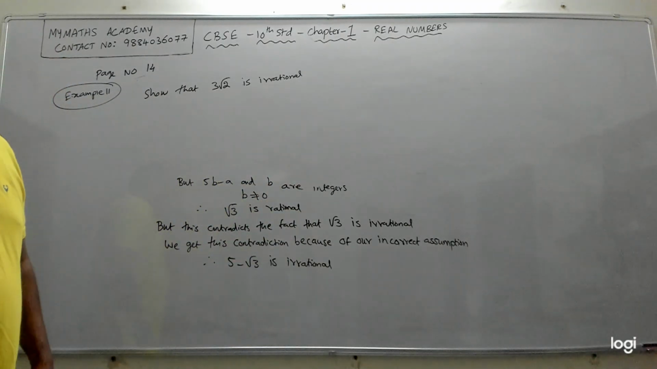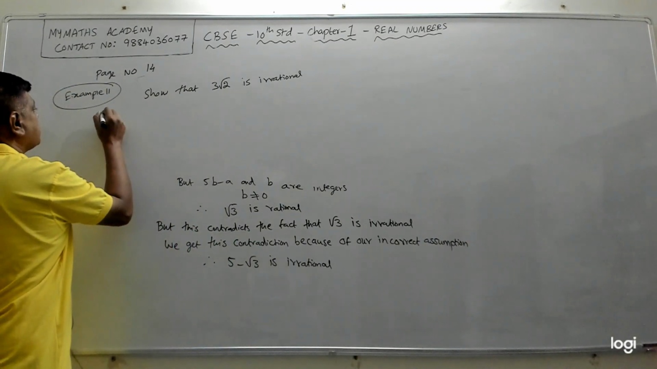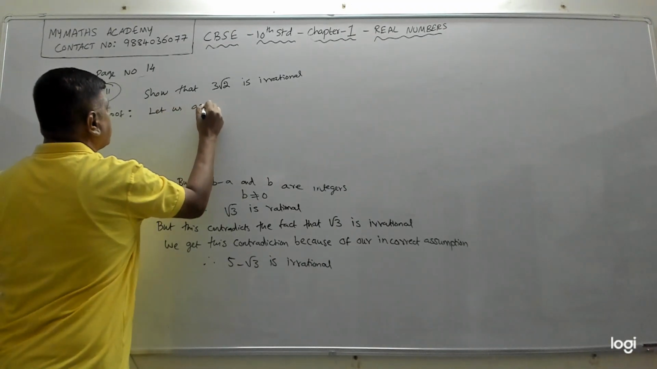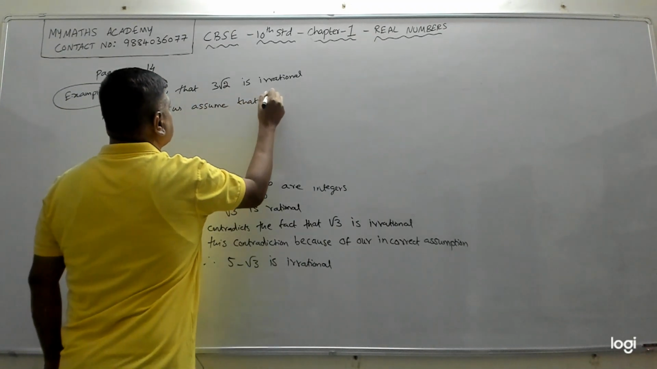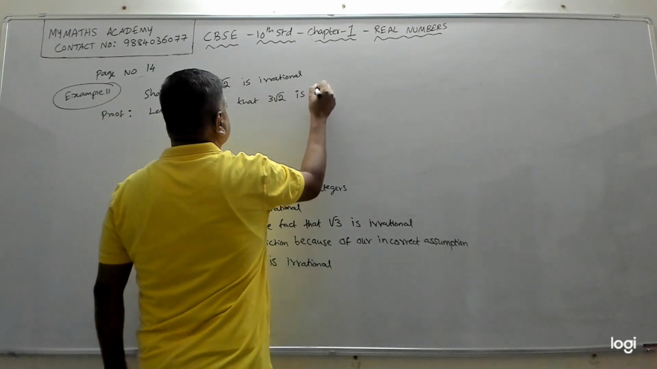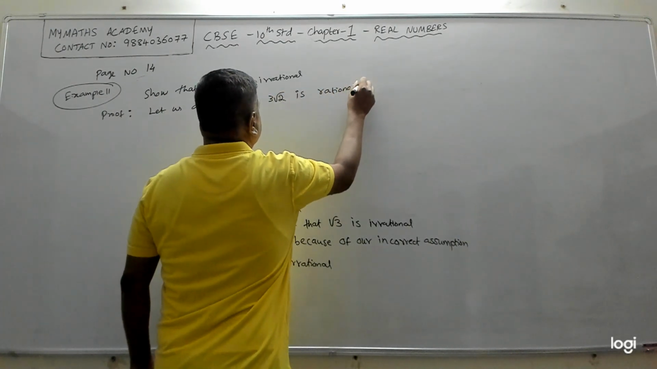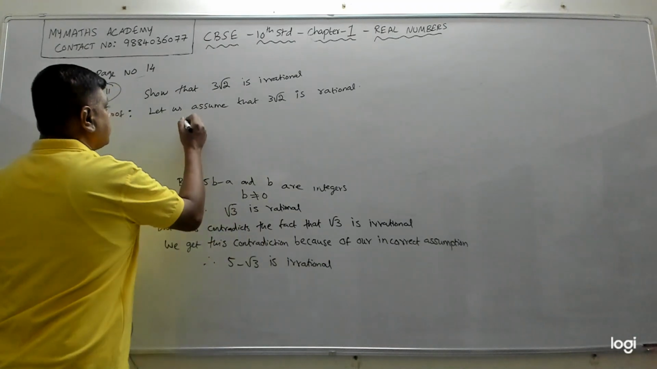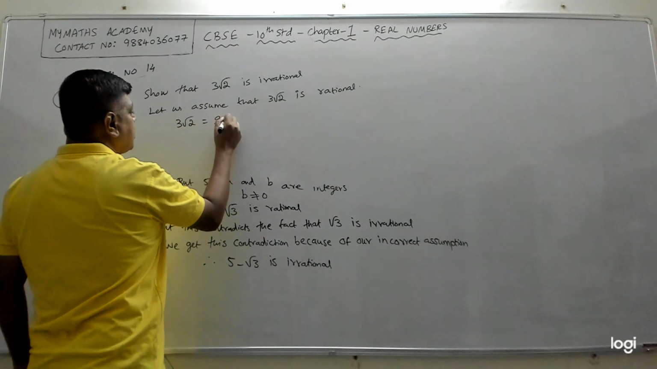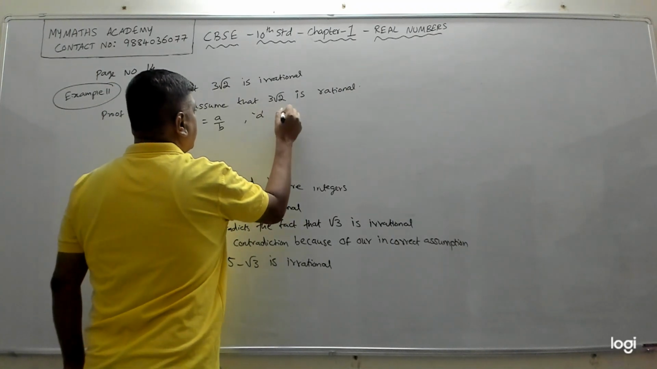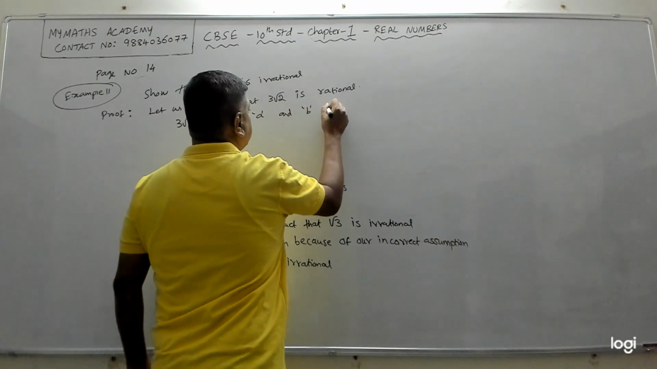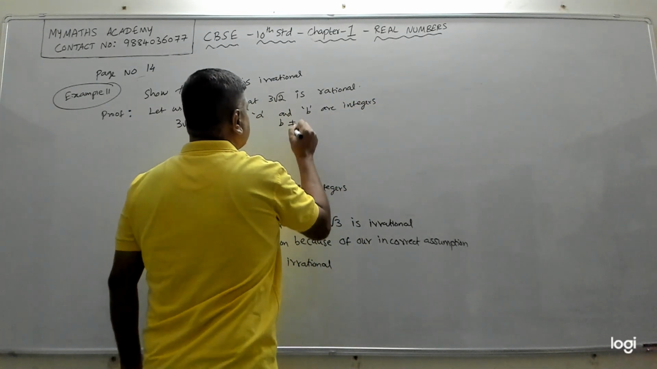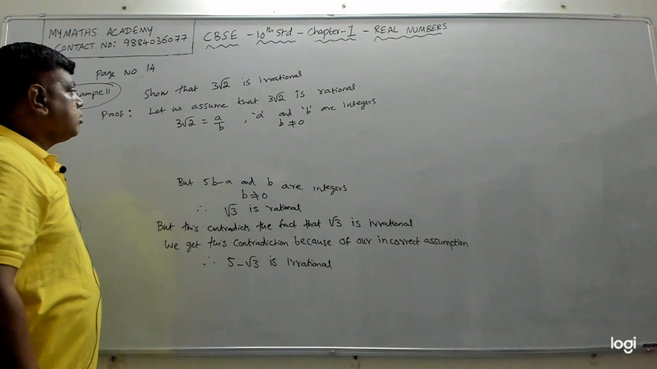Again we will go by the same method of contradiction. We will assume that. So proof is: let us assume that 3 root 2 is rational. Then I can write 3 root 2 in the form of a by b, where a and b are integers and b is not equal to 0.